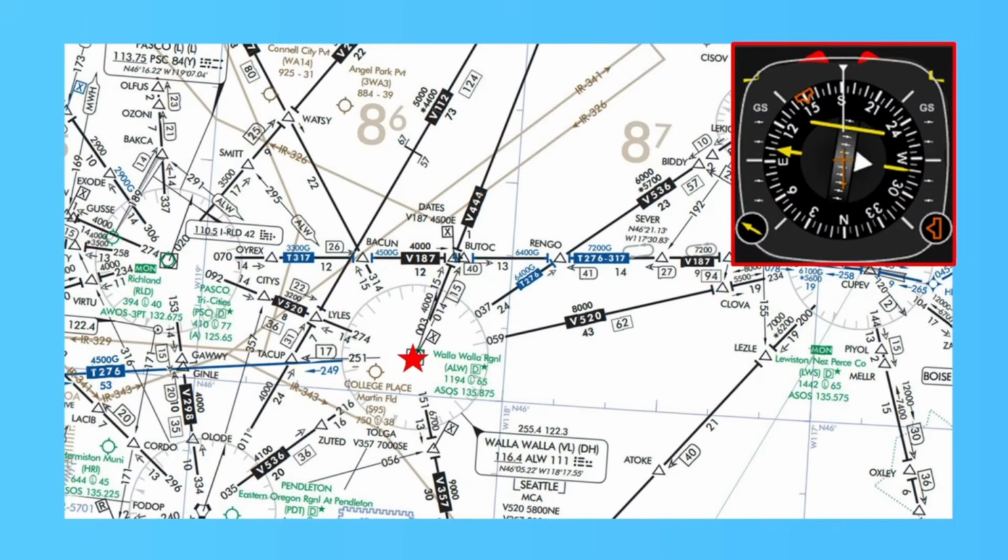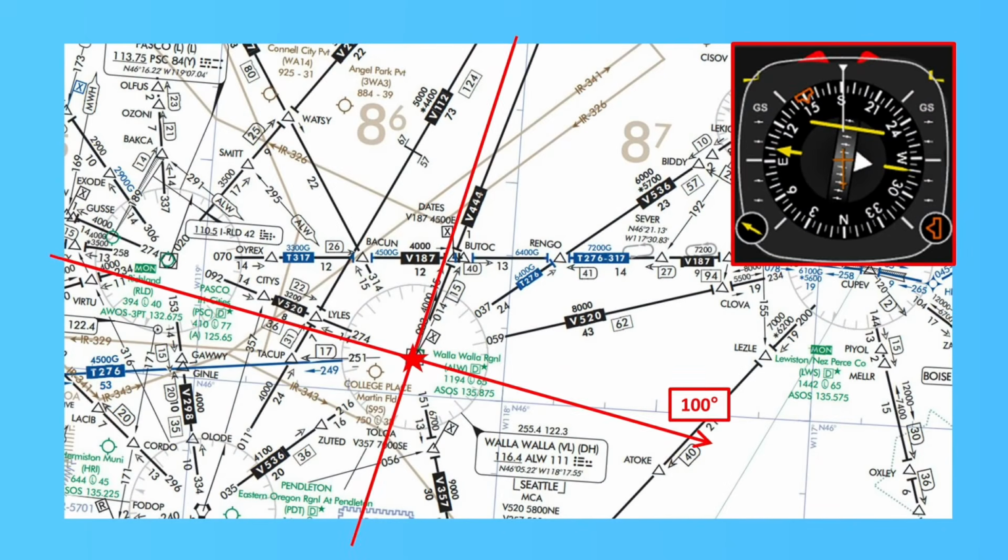Let's do an example of how we would use this in real life on a chart. Let's say we have this HSI indication from the Walla Walla VOR DME shown with the red star on our chart. Let's use this template to determine where we are relative to the station. First, let's make our 4 quadrants relative to the OBS selection of 100 degrees that we have on our instrument.